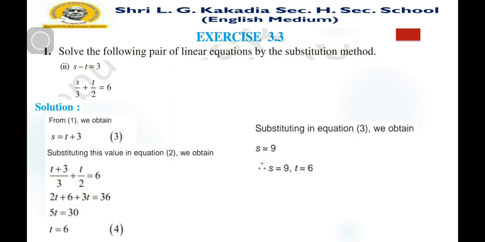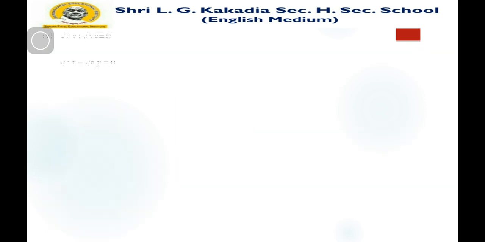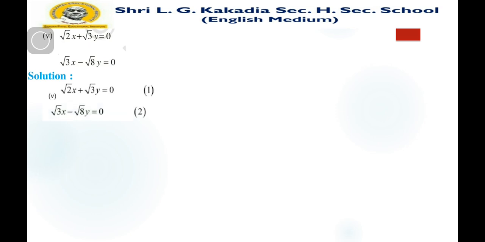So now example number 5. From the first example, square root 2x plus square root 3y is equal to 0, and square root 3x minus square root 8y is equal to 0. Now here are given two equations. Solution: we take equation number 1 and equation number 2.